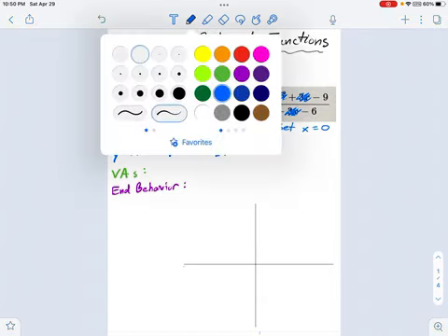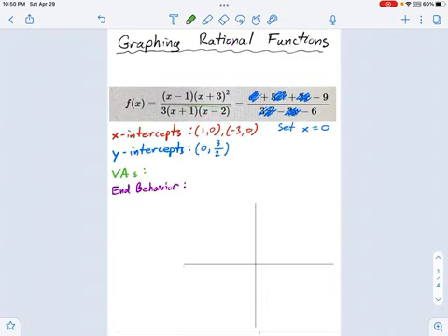Vertical asymptotes, remember what those are. Those are factors in the denominator which are not also in the numerator. If you see a factor the same on the top and bottom, like exactly the same, that's a hole. It's not a vertical asymptote or an x-intercept. But these ones are going to be pretty straightforward. It's x equals negative 1, x equals positive 2.